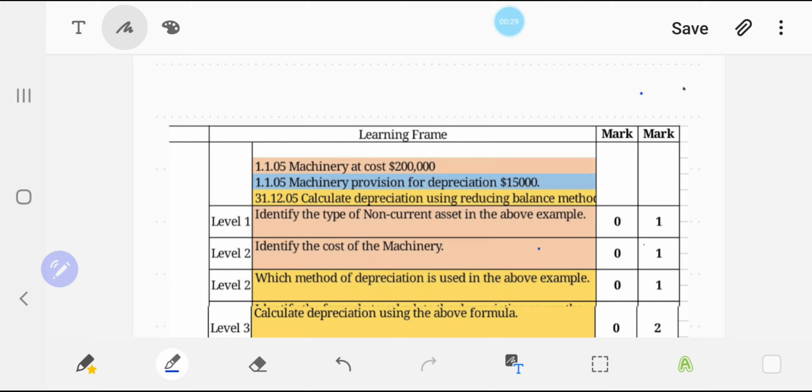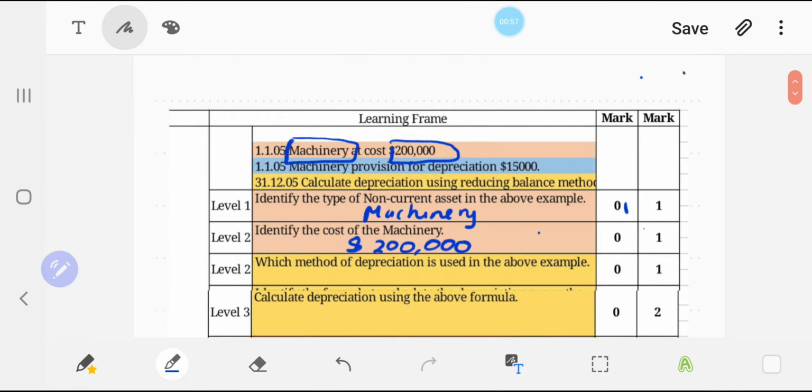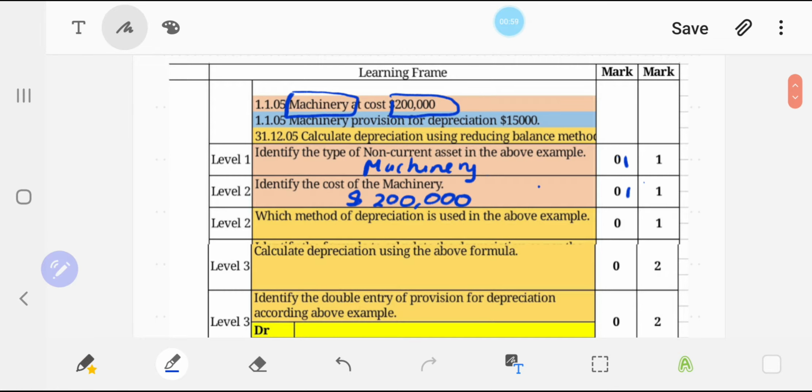Level 1. Identify the type of non-current asset in the above example. So you can clearly see that the non-current asset in the above example is machinery. For this you get 1 mark. Identify the cost of machinery. What is the cost of the machinery? It's 200,000. So you gain 1 mark over there.